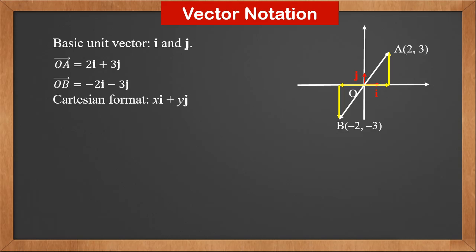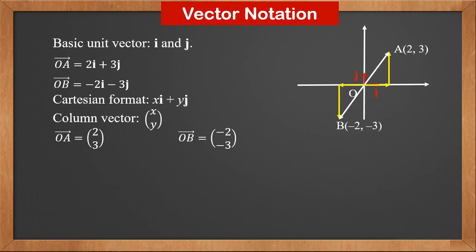This vector format is called the Cartesian format. It is written as xi plus yj. We can also write it as a column vector. That is to put x and y in the vertical form within round brackets. Notice you don't put i and j in this format. For example, vector OA is (2, 3), and vector OB is (-2, -3).